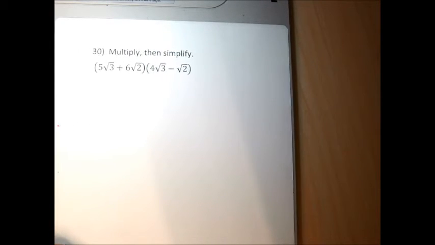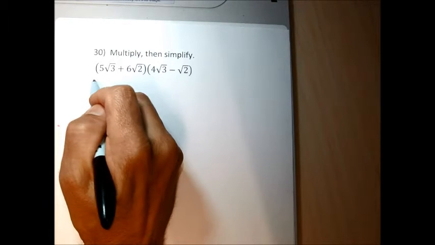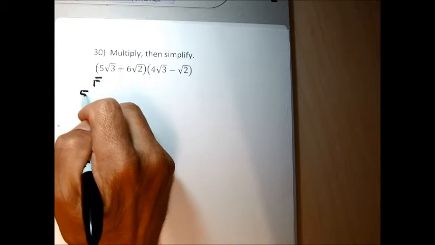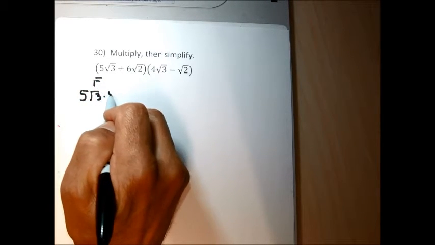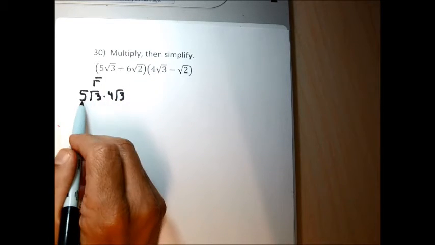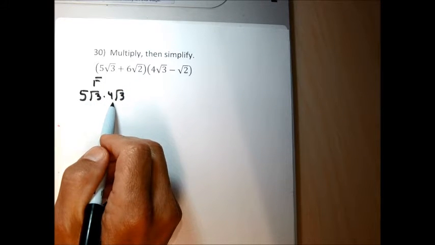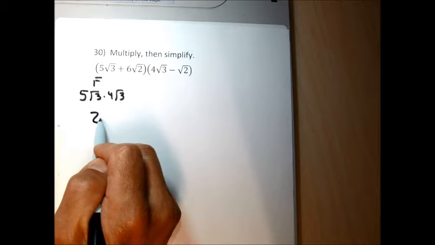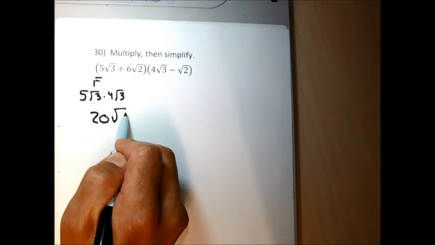30 is a foiling problem. Let me just FOIL it out, and then I'll do it on my calculator. So the firsts in 30 are 5 square root of 3 times 4 square root of 3. I multiply outsides by outsides, unders by unders, so I multiply the 5 and the 4 and get 20, the 3 and the 3 and get a 9.